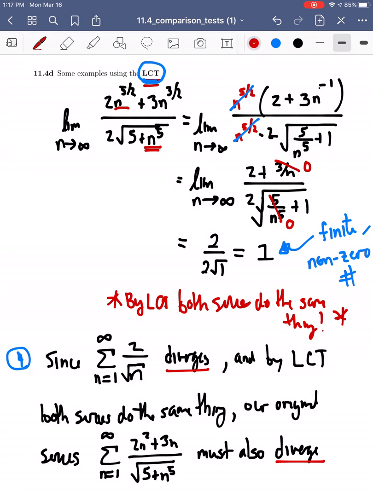So again, we showed that the series we're comparing to diverges. We then hit it with the limit comparison test. And by limit comparison test, both series did the same thing because that limit came out to a finite, non-zero number. Then we can automatically say that our series must also be divergent because the series we're comparing to is divergent and limit comparison test says both series must do the same thing.